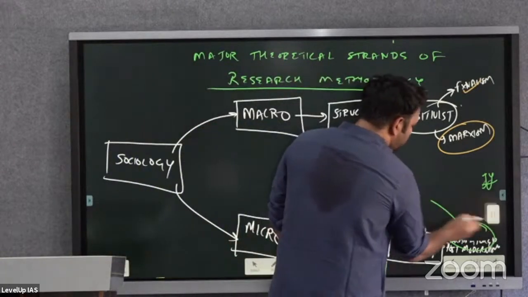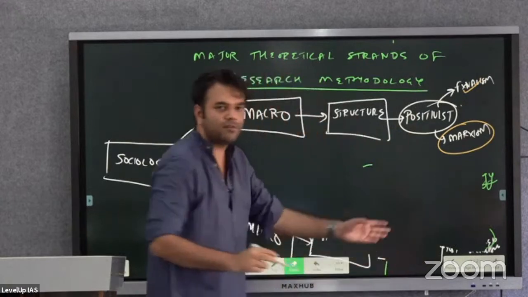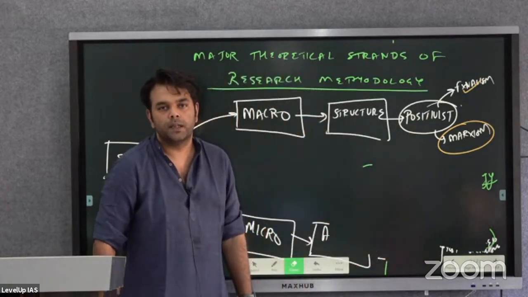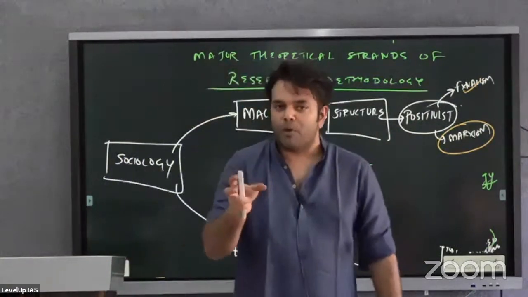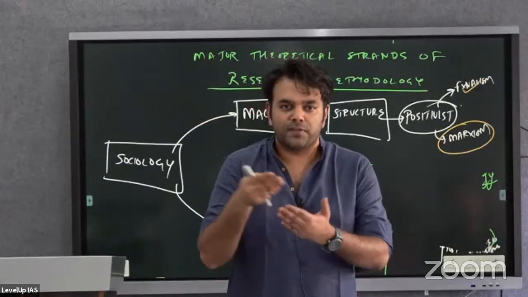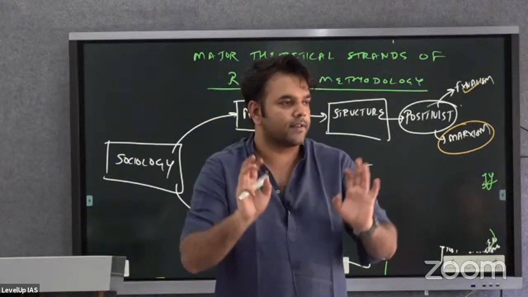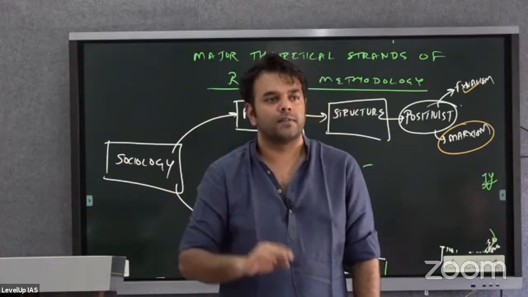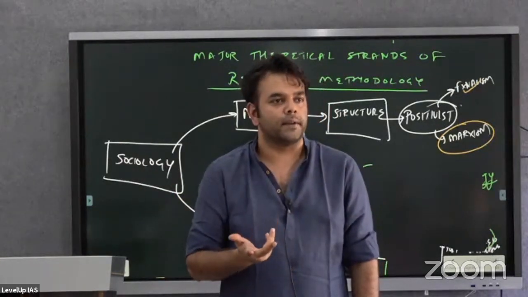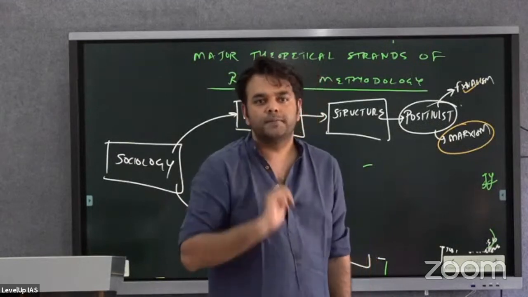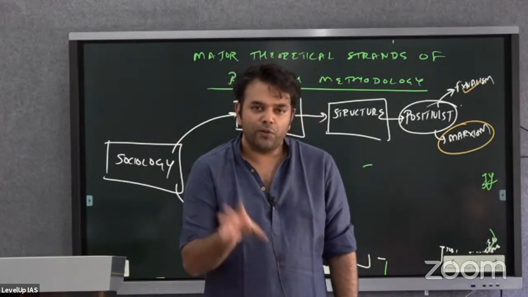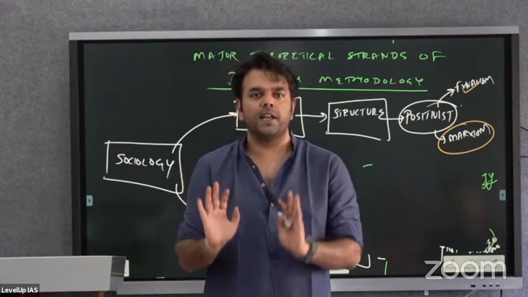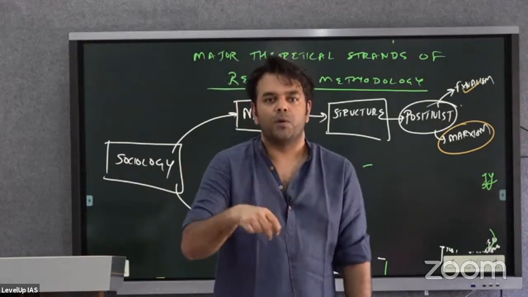So this was all about major theoretical strands. Postmodernism. What is postmodernism? If modernity emerged with study of structures and evolution of new structures, then postmodernism rejected all those structures. It is a simple thing. Family is a structure, right? Nuclear family is a structure which generally we believe developed with modernity.